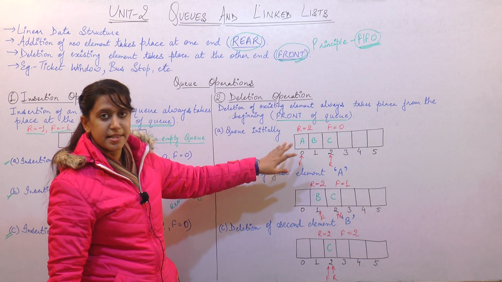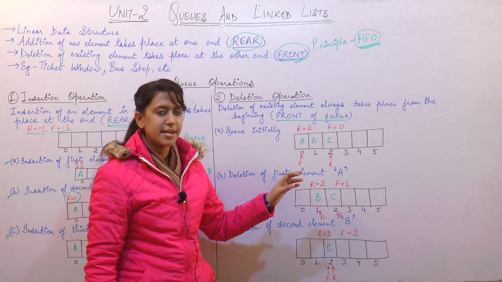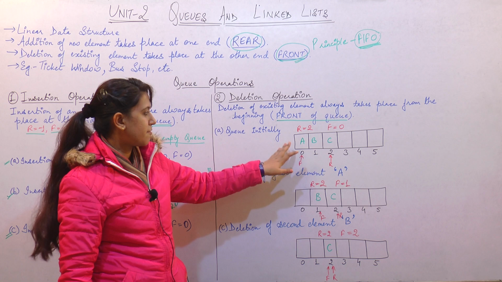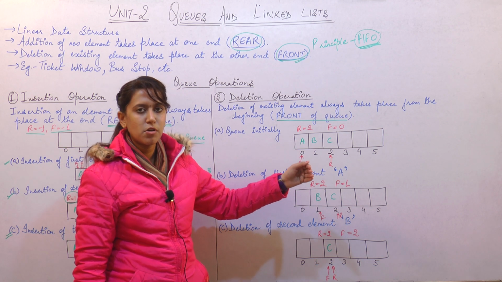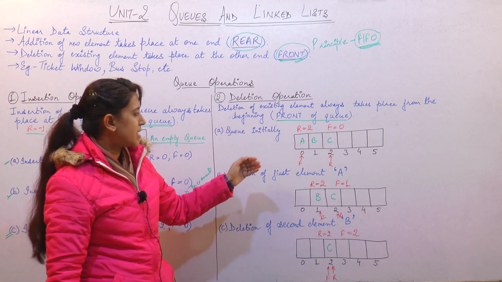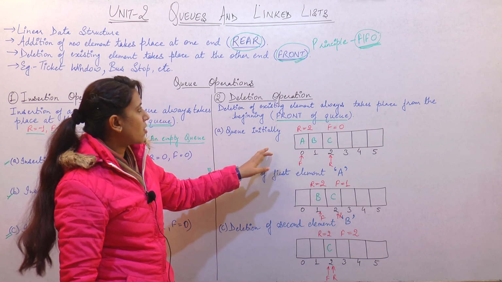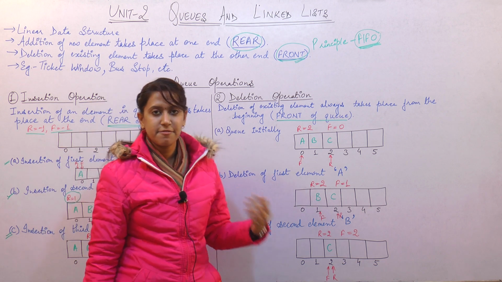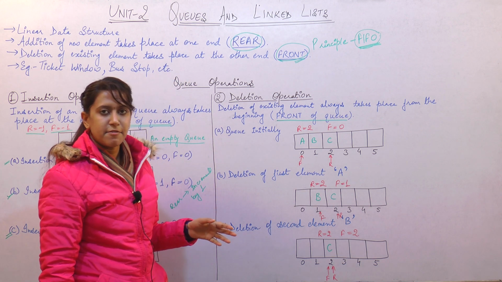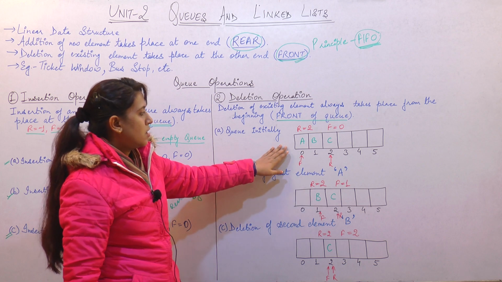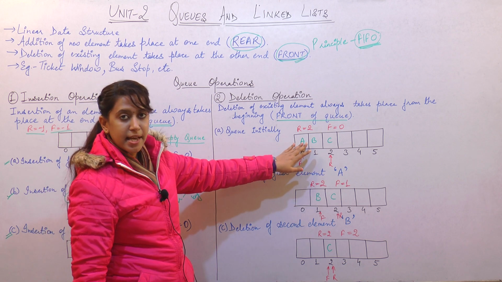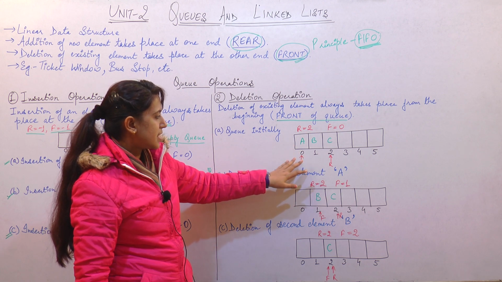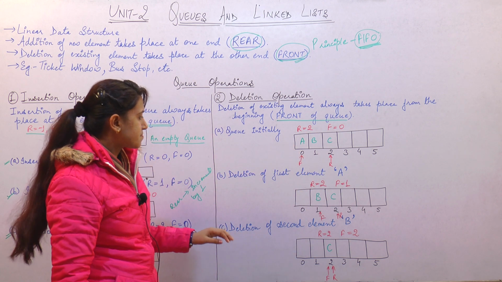Now the element that is to be deleted from this queue will be the first element, because A was the first element that was inserted in the queue. So A will be the first element removed from the queue, because first in first out is the principle of queue. So the element inserted first will be the first removed from the queue. If we want to remove the element A from this queue, A is present at the front position.